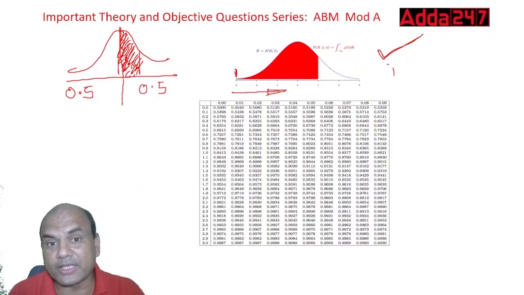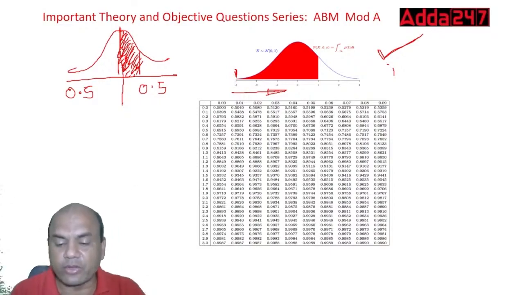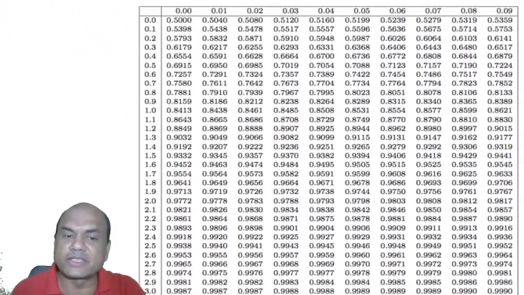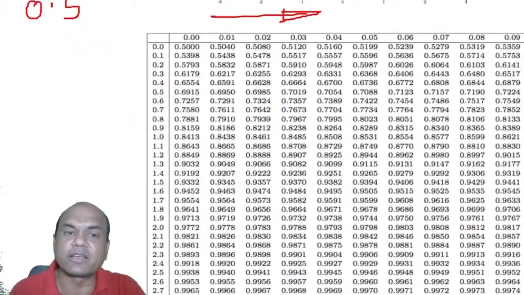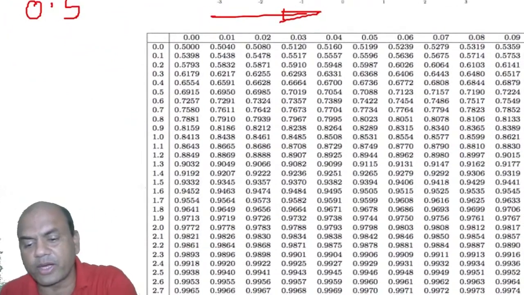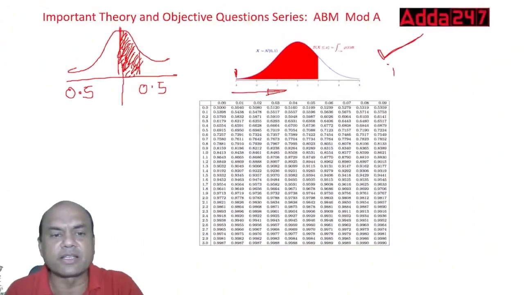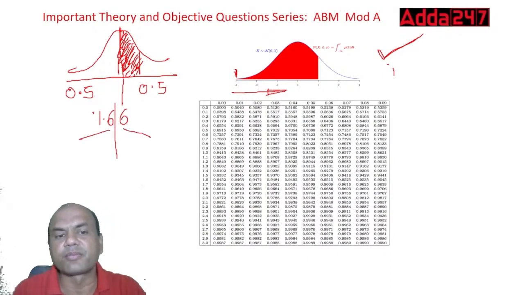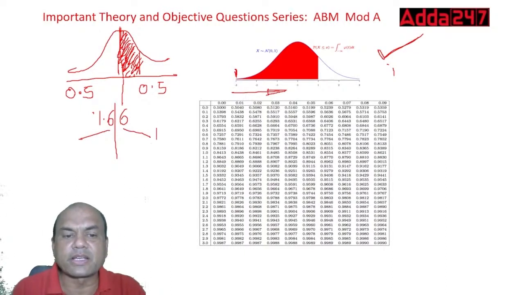Now what am I saying? I'll explain. Let's find this z value first. What was that z value? 1.66. Divide this z into two parts: 1.6 and 6. The 6 will be checked in the horizontal, and the 1.6 will be checked in the vertical.